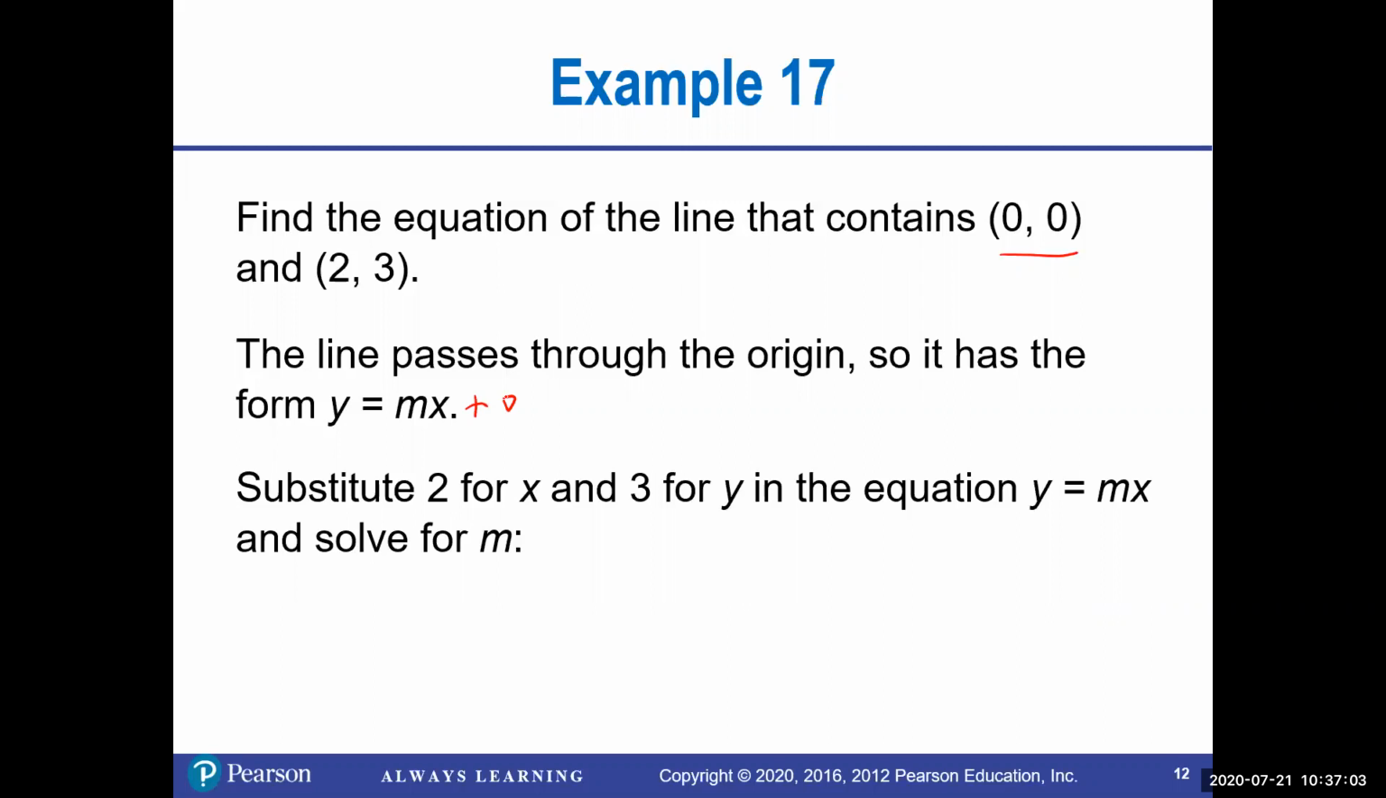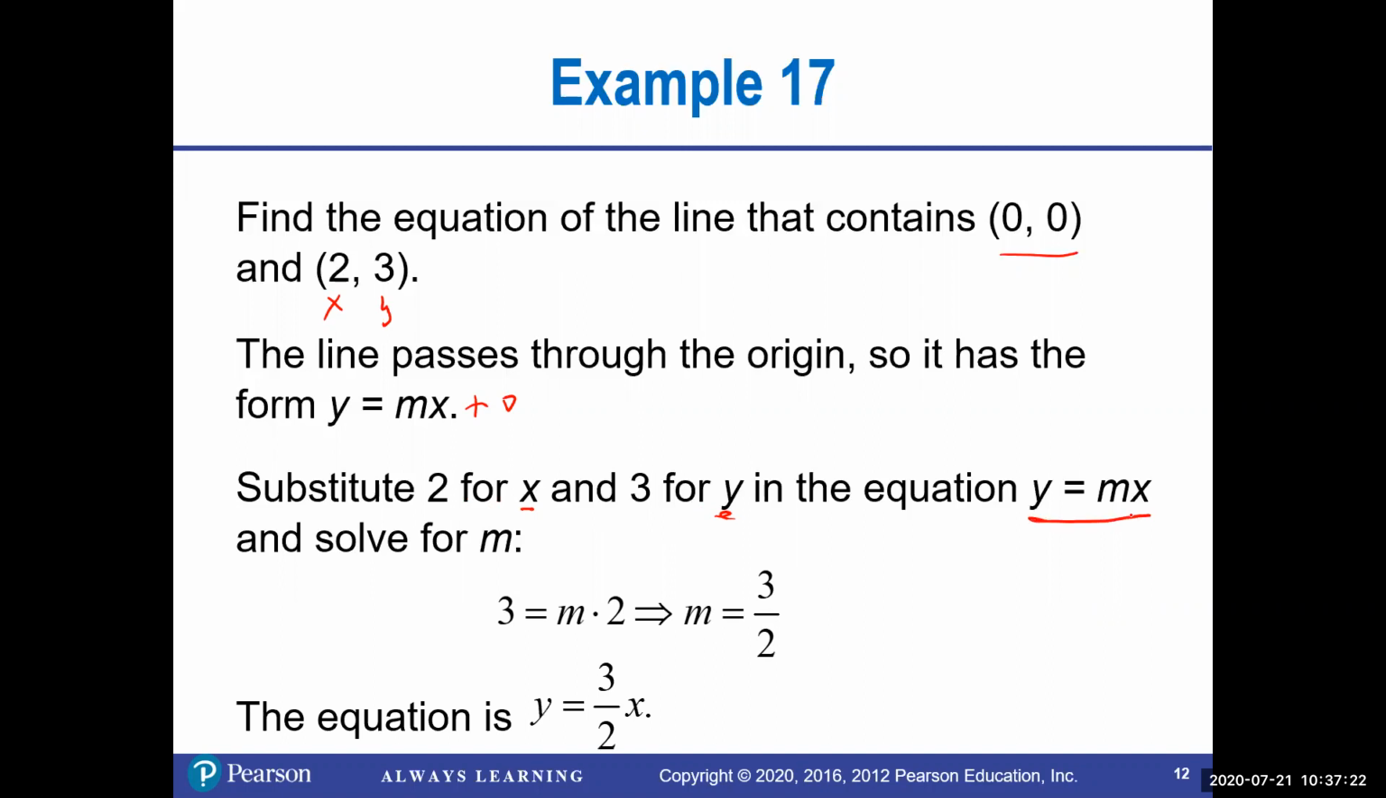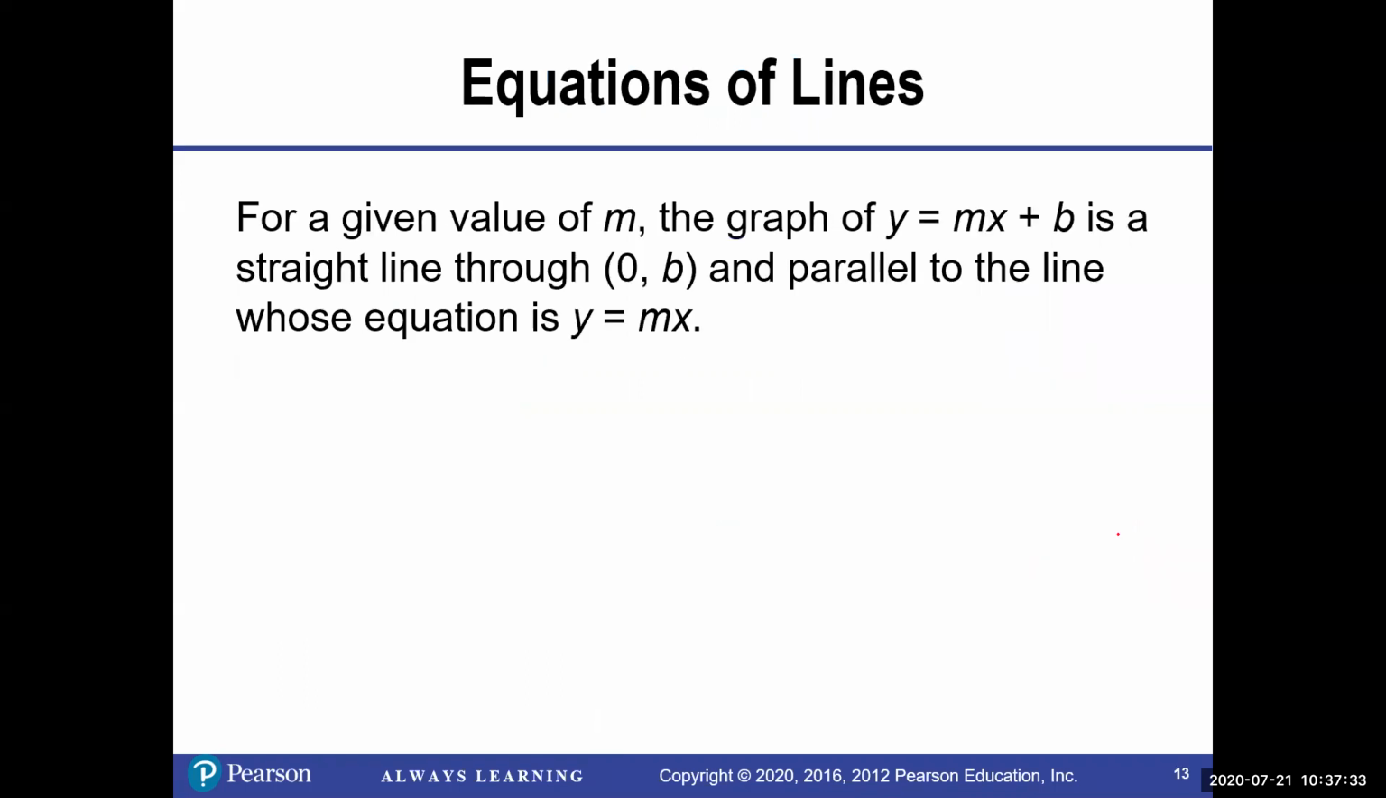All right. Now what you can do here is substitute, because this is your x and that is your y. If you substitute 2 for x and 3 for y, your equation becomes that, and then you simplify. So your m is 3 over 2. Now you plug that into this equation and you have y is equal to 3 over 2x. And that is your equation. Is that okay?